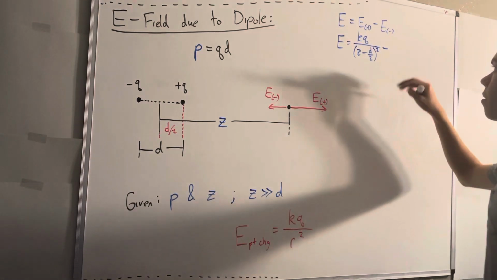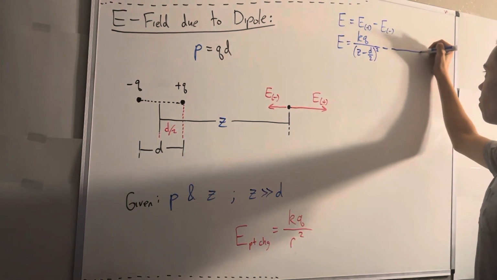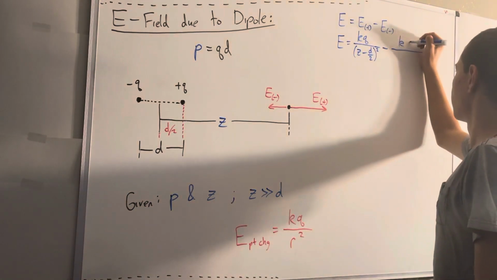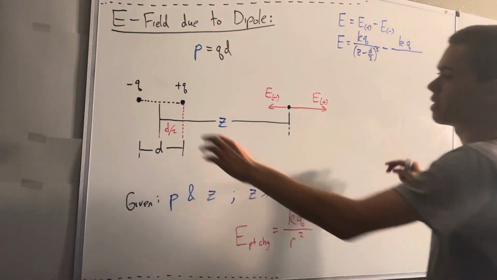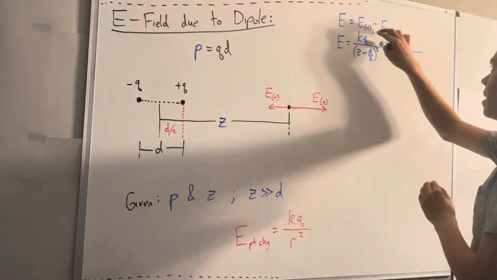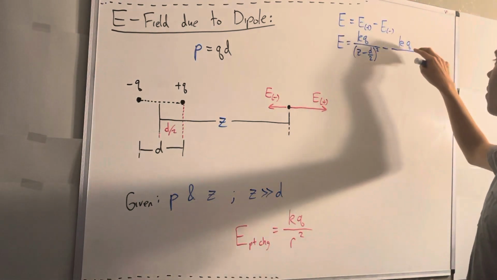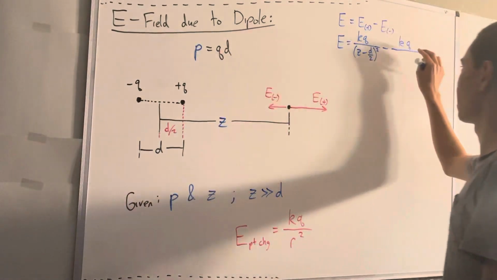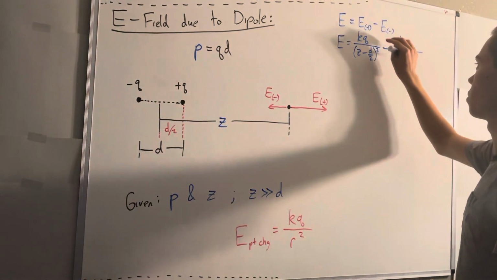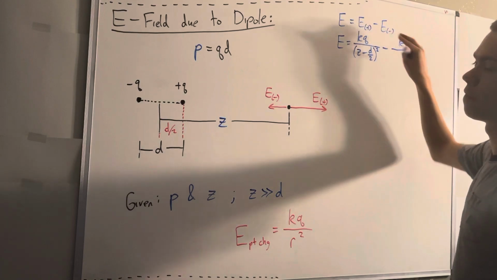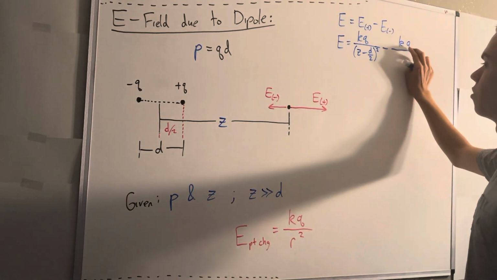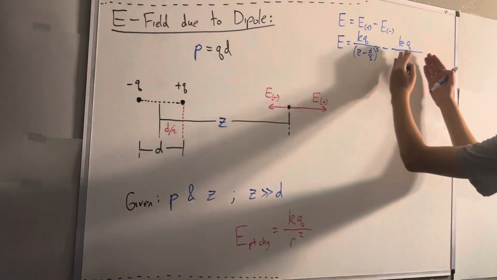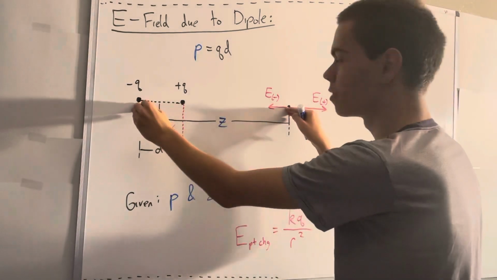Then we subtract E negative, which works the same way for the electric field due to a point charge. It's just kq. Even though this is a negative charge, remember, we're subtracting the magnitude of an electric field, so we make sure we use the positive version of the charge, the magnitude of our negative charge, which is just q, divided by the distance to the negative charge squared.